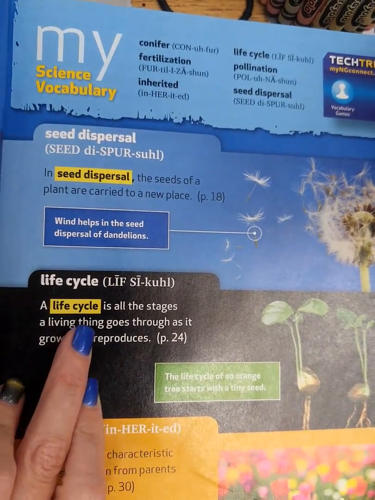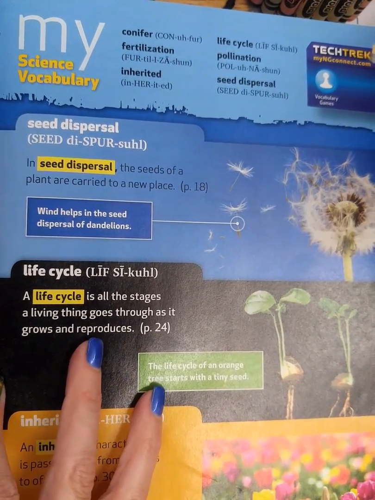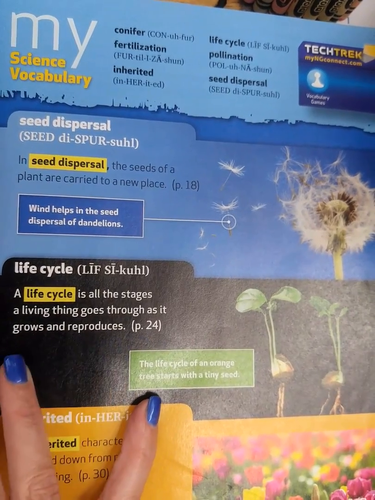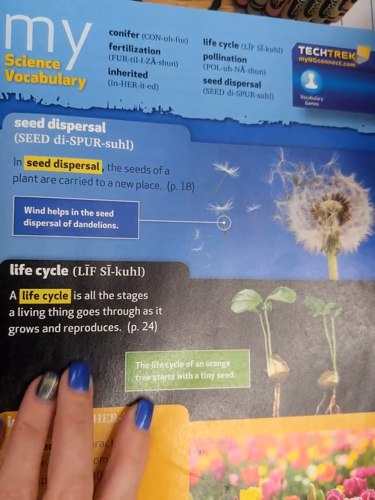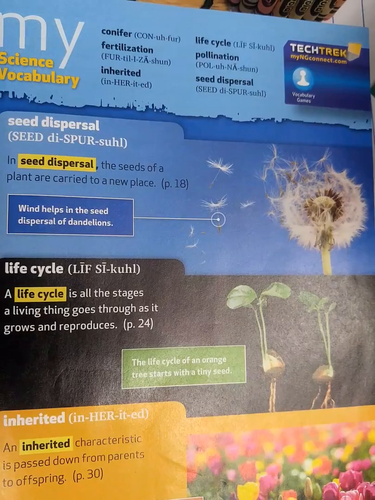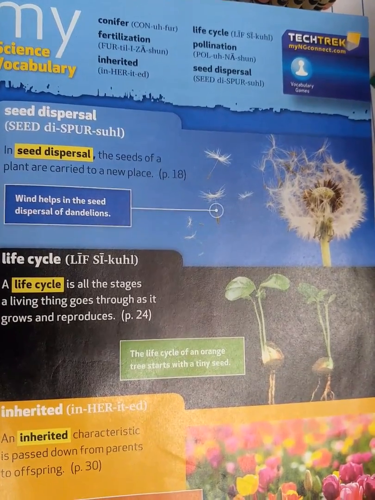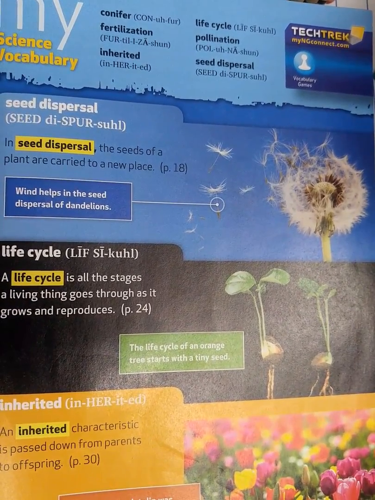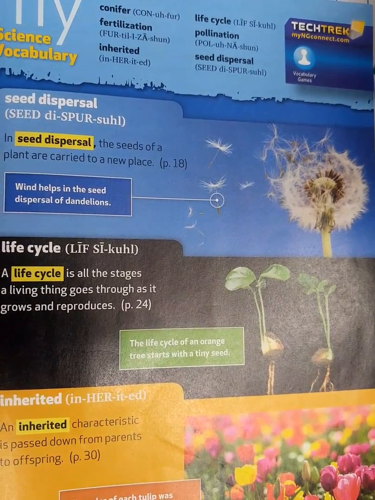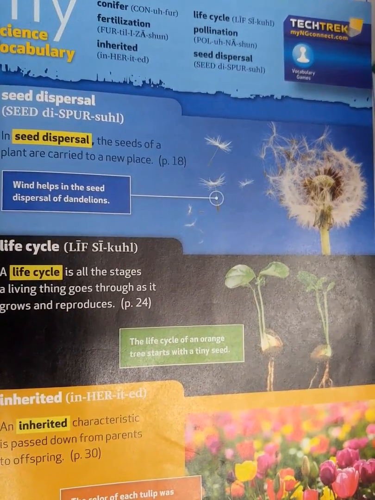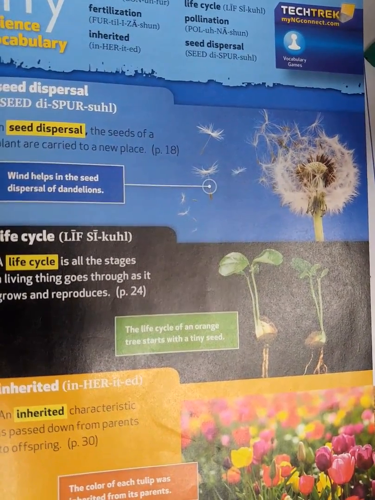Life cycle. The cycle is all the stages the living thing goes through as it grows and reproduces. So a plant obviously starts off as a seed, goes to a seedling, becomes a young adult, and then reaches maturity. So it's the cycle in which a plant takes from a seed to being able to produce seeds itself.